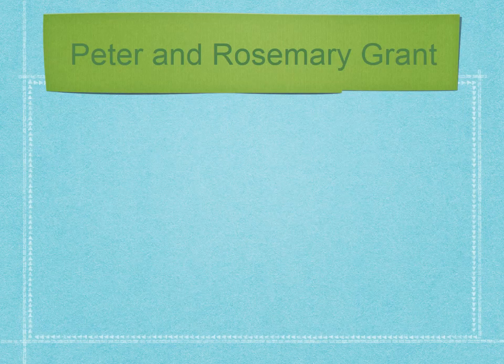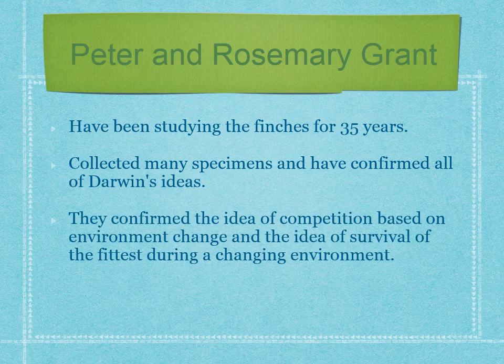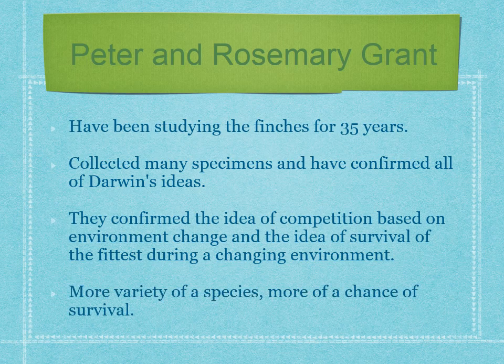So Peter and Rosemary Grant have been studying finches for 35 years, and they collected many, many different species, and they all confirmed Darwin's ideas. They confirmed this idea of competition based on different environment changes and the idea of survival of the fittest during a changing environment. Pretty much what they're saying is if there is more variety of a species, there's more chance of survival.